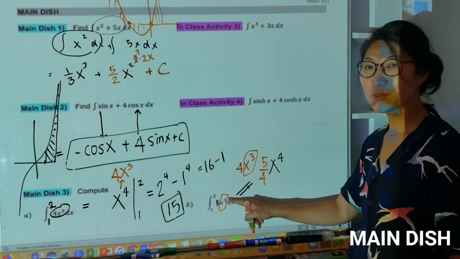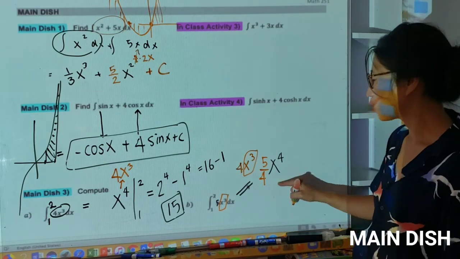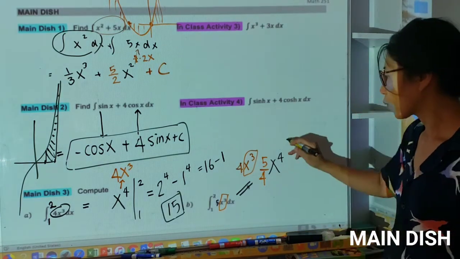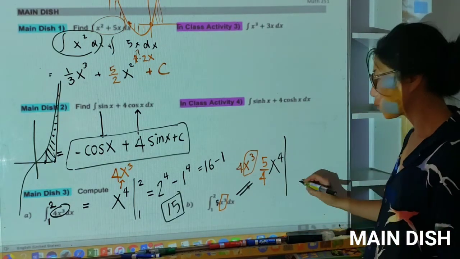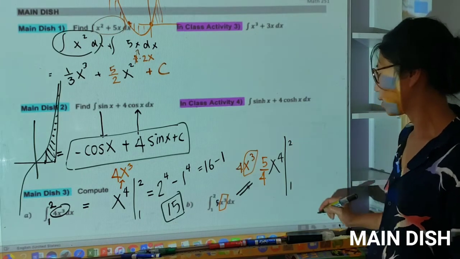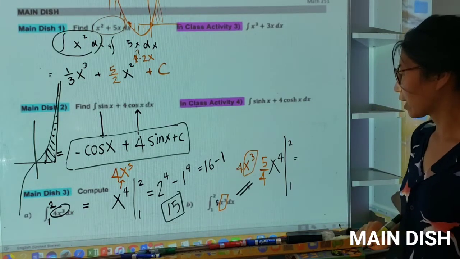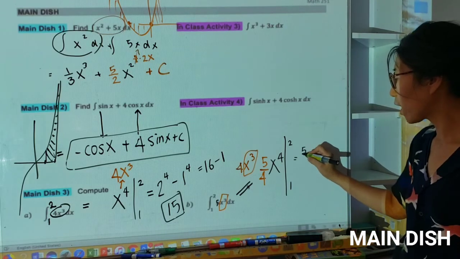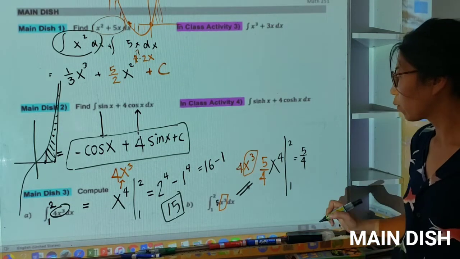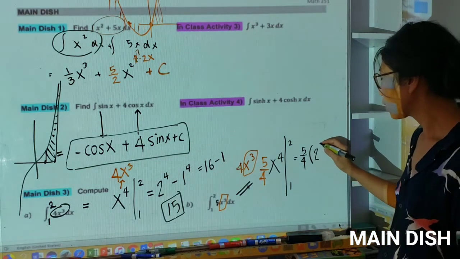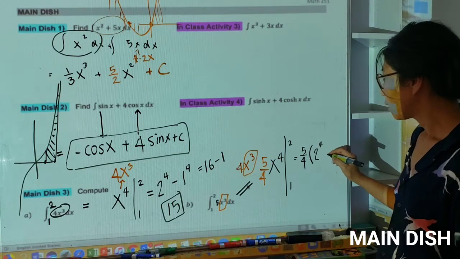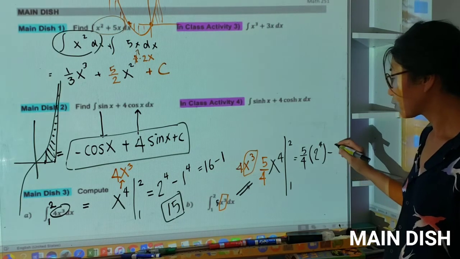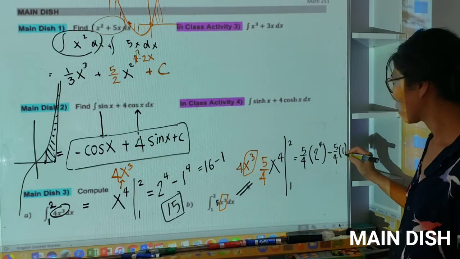Then do you get 5x cubed? Yes. Then this is your antiderivative. Since it's a definite integral, we can compute the number from 1 to 2. So plug in one more time. That's 5 over 4 times 2 to the 4th power, minus 5 over 4 times 1, right?